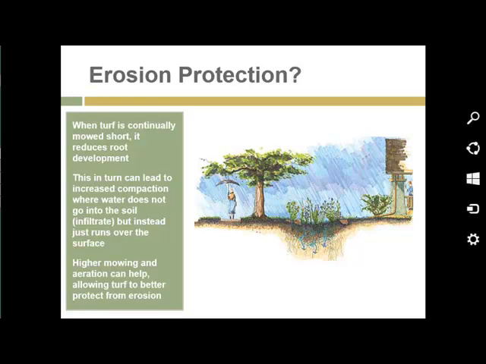So, a little more on this erosion protection. When turf is continuously mowed short, it reduces root development. Our native plants, as shown in this illustration, have very deep root systems that can be used to absorb, hold, and slowly release rainwater deeper into the soil layers and into the atmosphere through evapotranspiration. Not so for our turf grass. In fact, use of turf grass can lead to increased compaction, where water does not infiltrate into the soil, but just runs over the surface and out into storm systems and our streams.